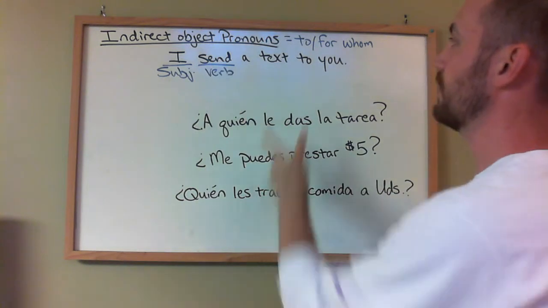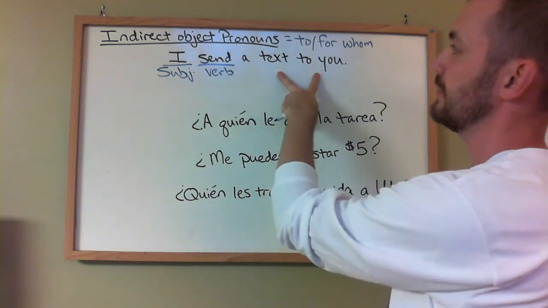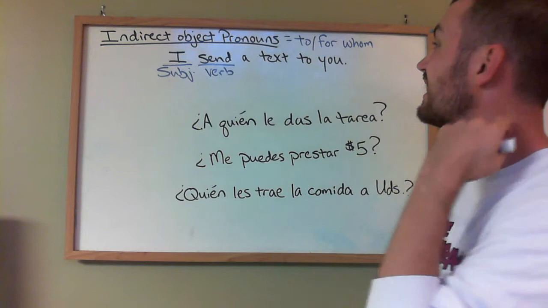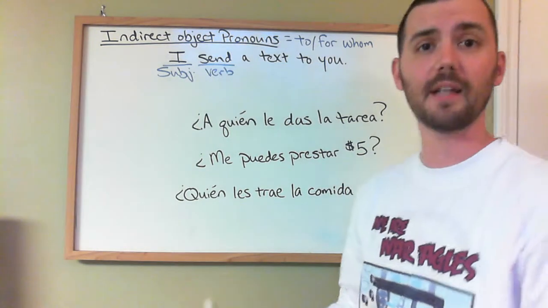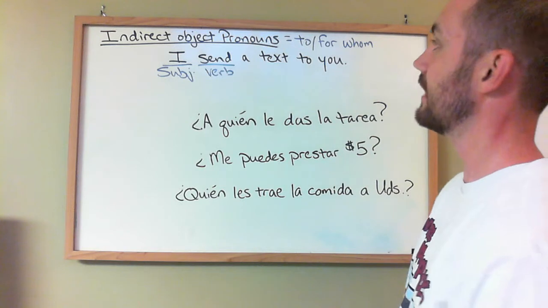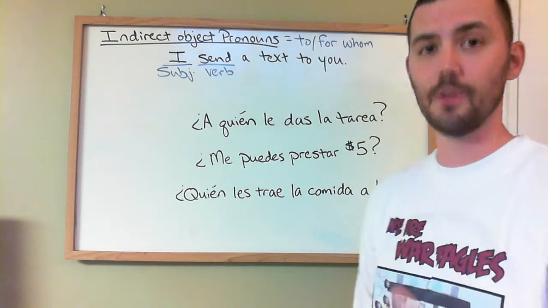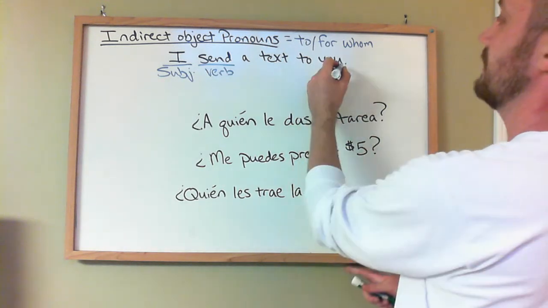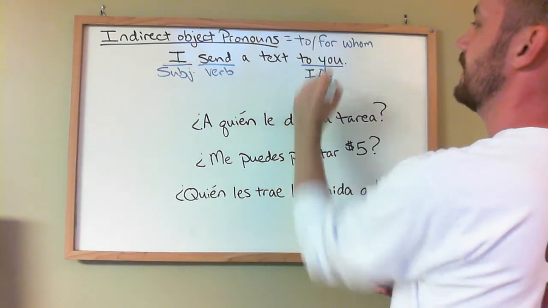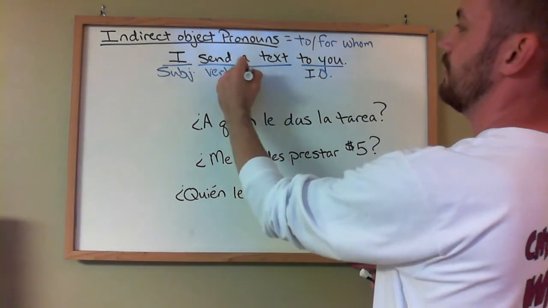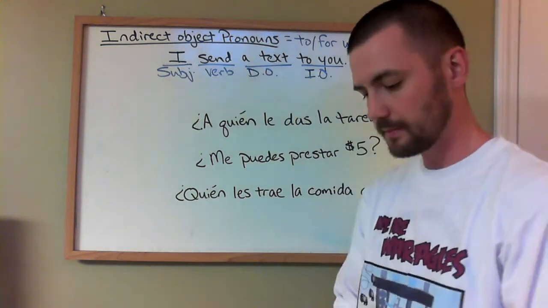And then we're left with two things. One's an indirect object, one's a direct object. Can you figure out which one is the direct object? Which one says to whom the text is sent? That would be to you. You see the word to. That would leave a text as being the direct object.